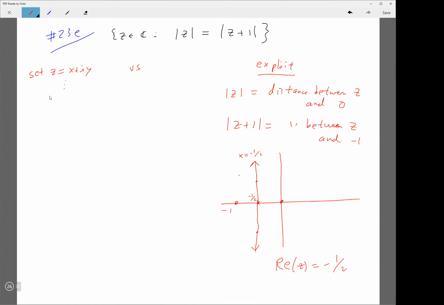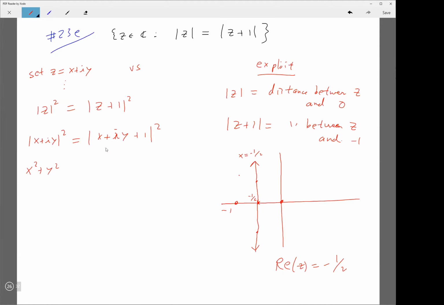Okay, the other way would be to do this, but this takes a lot longer. But you could argue this way. This is the same as saying that their squares are equal. Here, if we have x plus iy, modulus squared, that's going to be x squared plus y squared. Remember, if it's squared, then it's just the sum of the squares of those two.